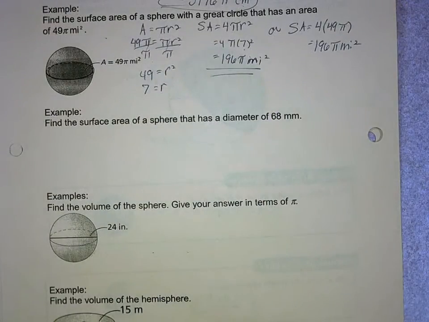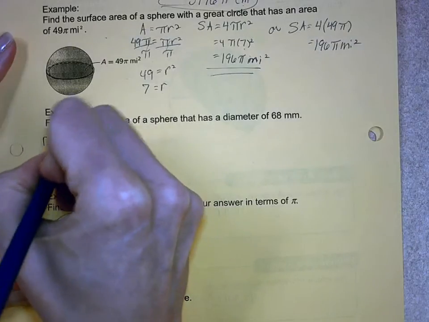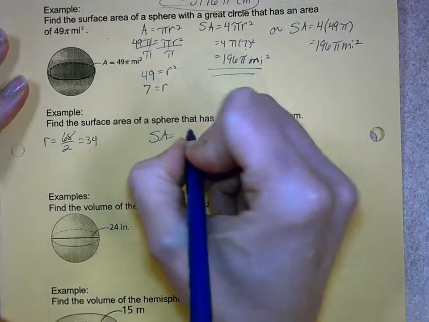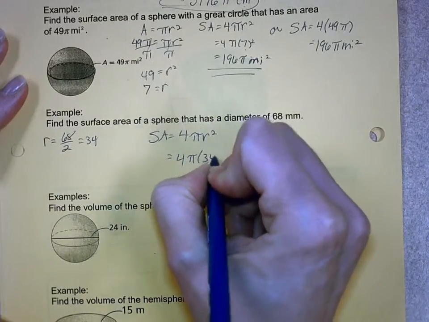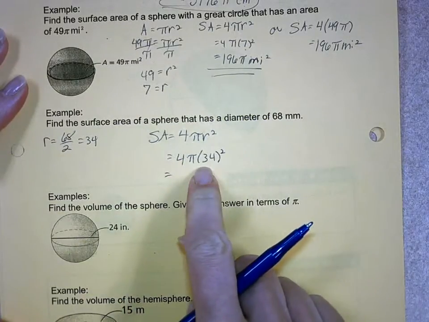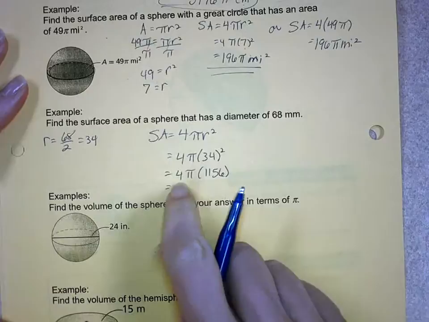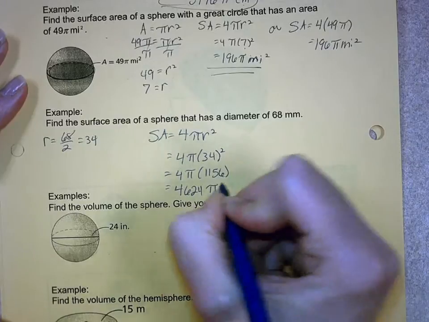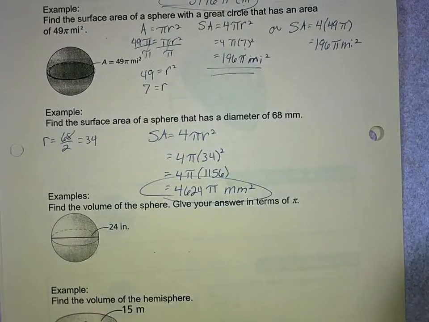All right, next one. This is find the surface area of a sphere that has a diameter of 68 millimeters. So again, I have to calculate my radius first, which is going to give me 34. All right, now just write your formula down. 4 pi times the radius squared. Plug and chug it in. So first square the 34, and for some of you it is okay to write this step down. Then multiply it times the 4, and so I get 4,624 pi square millimeters. Pretty easy stuff for us to get.